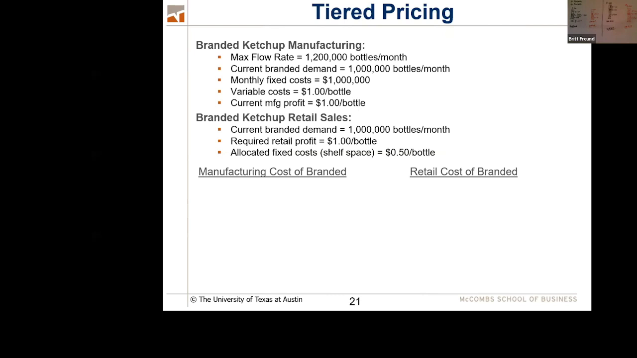Who's right? Is Lance making a good deal? Is Brooke making a good deal? Should Ashley fire Lance? Should Ashley fire Brooke? What should happen here?